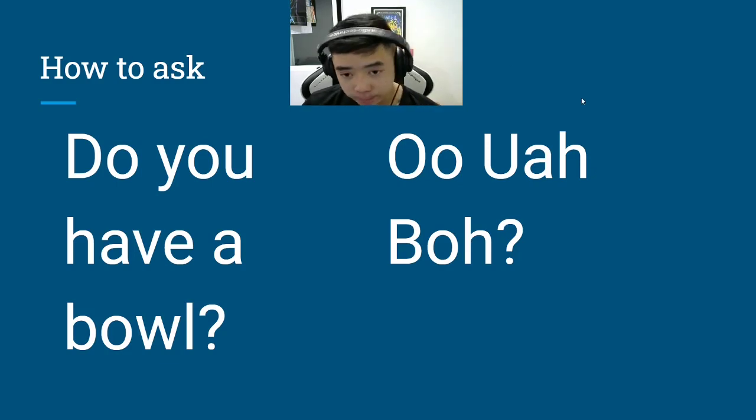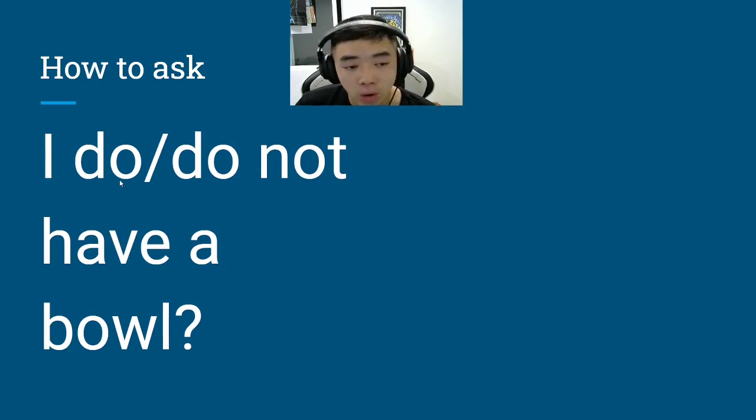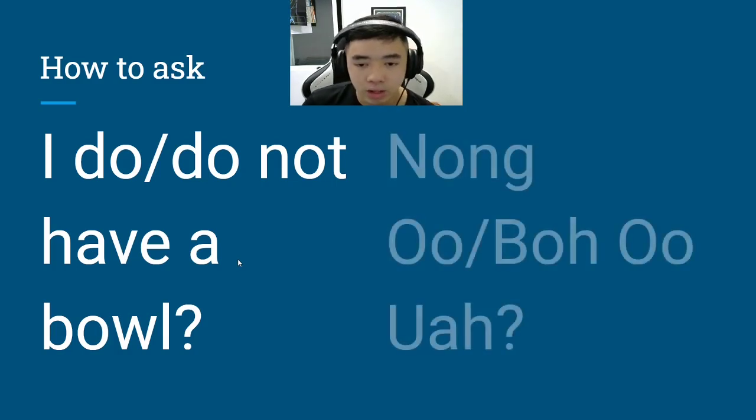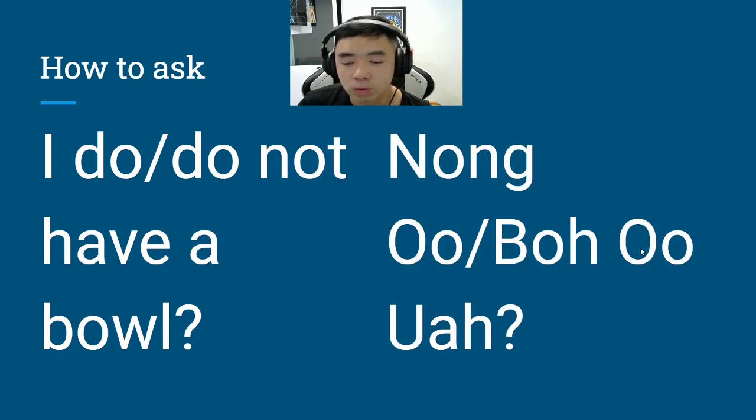Right. Now you're gonna respond. I do or do not have a bowl. Okay? Remember, u, that's all you need to know. Nong u wa. I have bowl. Nong bo u wa. I do not have bowl. Simple. So u, remember, u is have. Bo u, don't have. Bo means it makes it negative, so it's like the opposite, right? Nong u wa. Nong bo u wa.